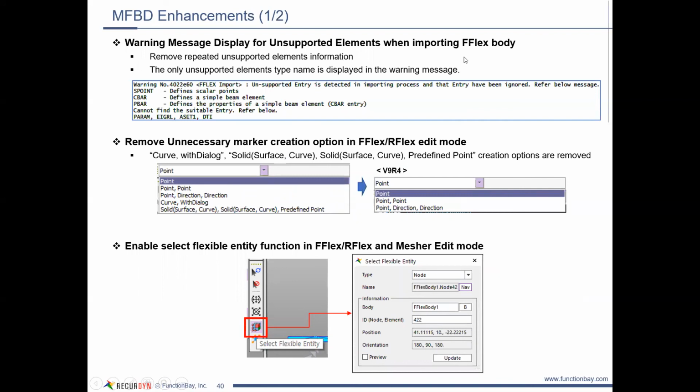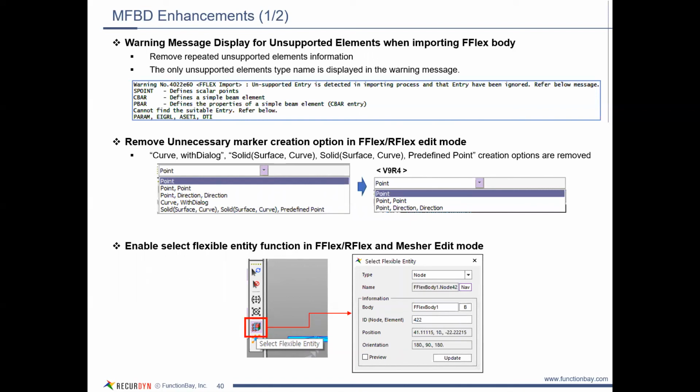Okay, when you're importing a mesh, basically, if you're generating a Flux body, there's a warning display for unsupported elements, and it used to let you know about each and every unsupported element, which was kind of tedious if you had a few thousand elements that weren't supported, and too many messages. So now it doesn't repeat the message.